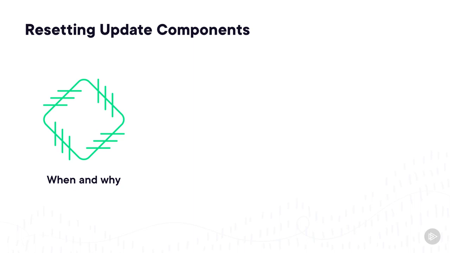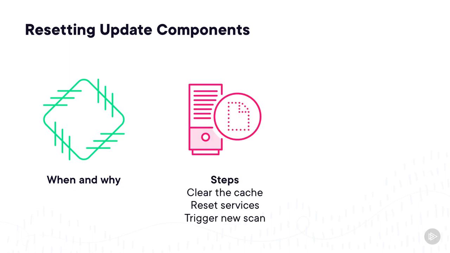Resetting the Windows Update components is necessary when you run into issues downloading or installing patches. Corrupted update files, missing metadata, and service failures are common problems that require a full rebuild and reset. The key steps are to stop the Windows Update service, delete the software distribution folders to clear the cache, reset the update services and components, and then re-enable the services to trigger a fresh update scan.